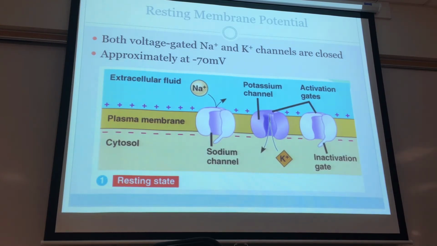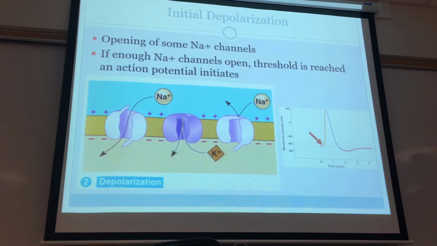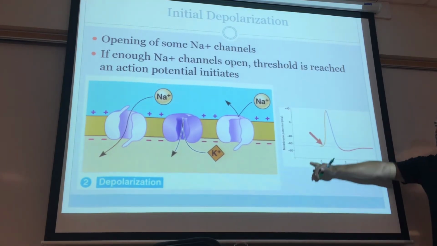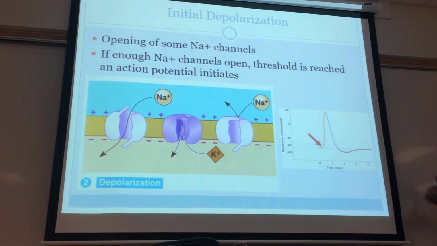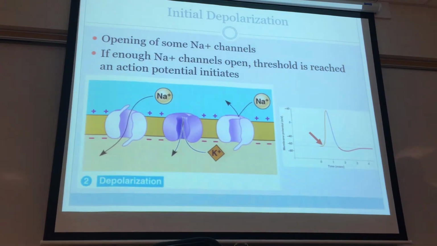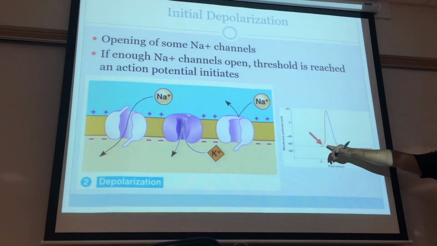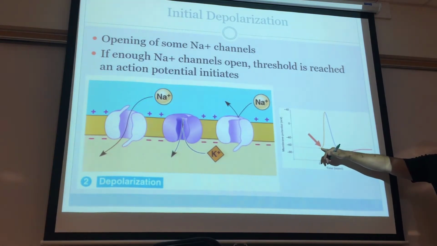The next step we're going to look at is called the initial depolarization. If I look at my curve right here, here's our membrane potential in millivolts, and we can see what's taking place over time. Initially, when a ligand opens up one of those channels, you'll see that sodium starts to move in. The movement of sodium causes the depolarization. That shouldn't be new news.